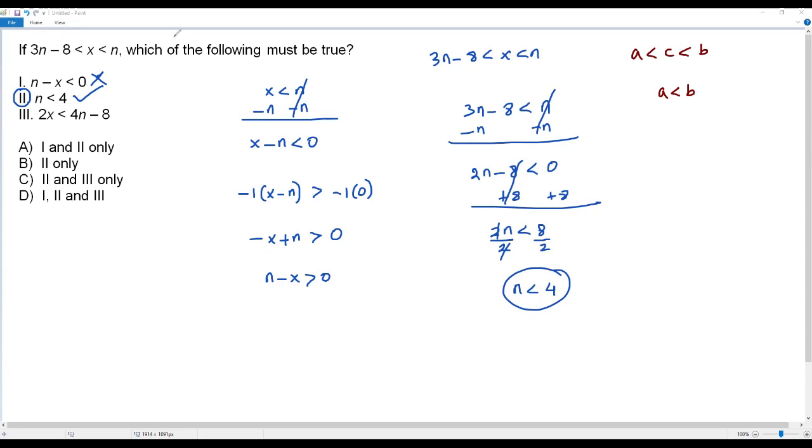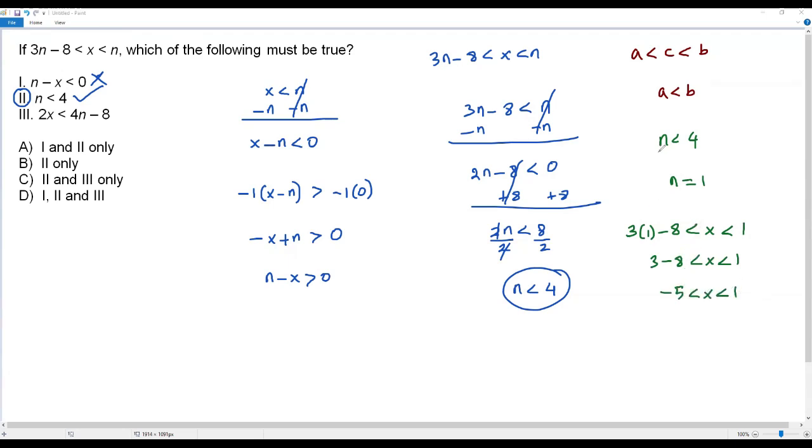Now we have to verify statement 3. Since statement 2 is correct, that is, n < 4 is true, we can consider some value for n so that n < 4. For our convenience, we can take n = 1, because n = 1 satisfies the inequality n < 4. Now I'm going to plug n = 1 into the given inequality. Then I'm getting 3 times 1 − 8 < x < 1. 3 times 1 is 3, and 3 − 8 is −5, so the simplification is −5 < x < 1.